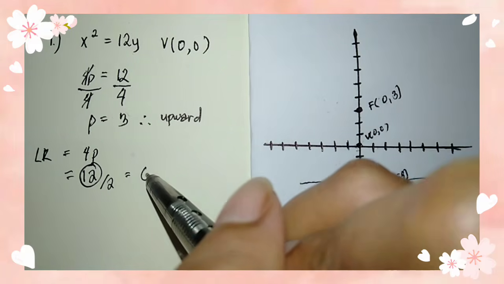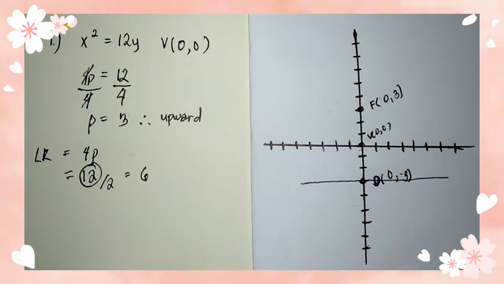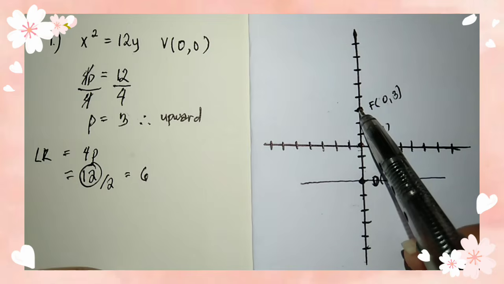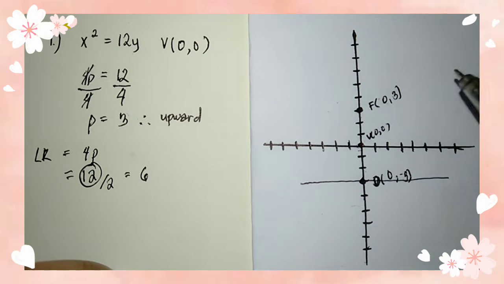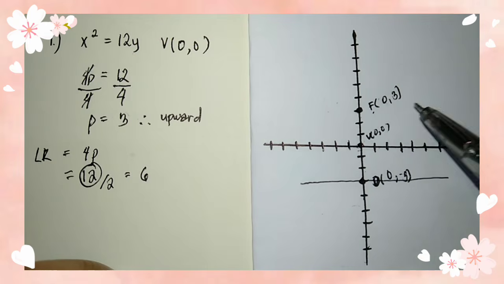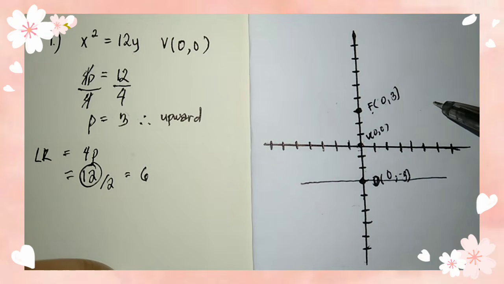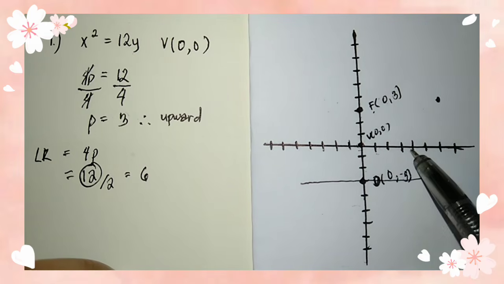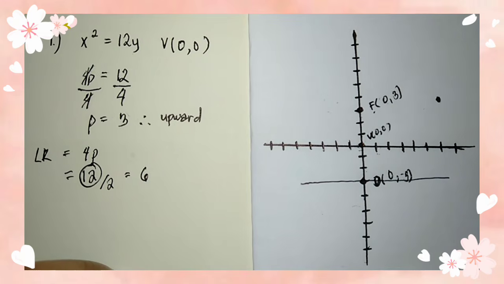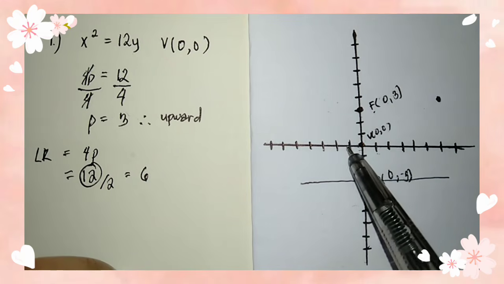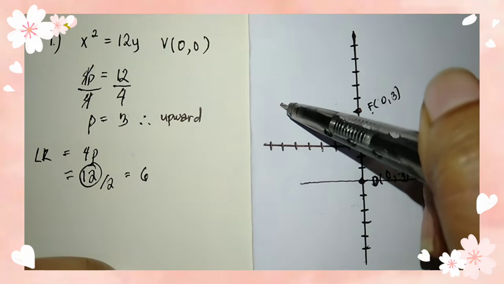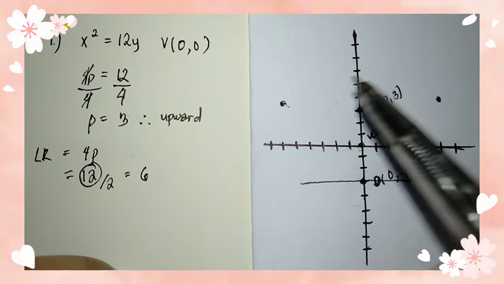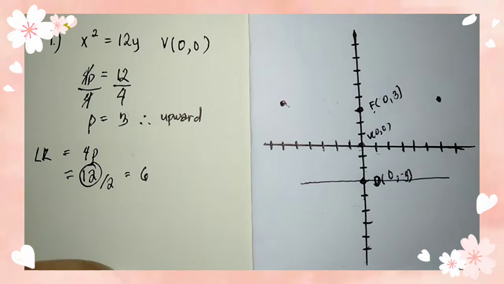The answer is 6. Okay, so tig 6 sila. Kakount tayo ng 6 units to the right and left from the focus. So, we have 1, 2, 3, 4, 5, 6. Nandito siya. 1, 2, 3, 4, 5, 6. Okay? And the next is, dito naman, 1, 2, 3, 4, 5, 6. Ayan siya. Yan. Parallel siya kay Directrix.